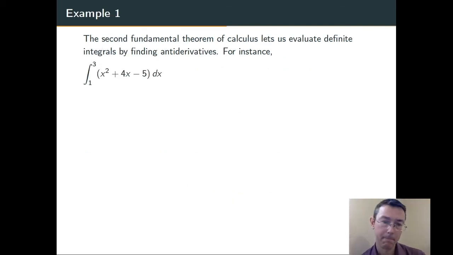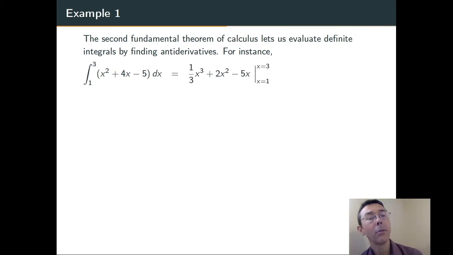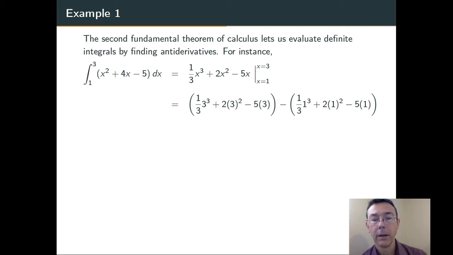So let's do that. Let's look at the integral from 1 to 3, x squared plus 4x minus 5. We're going to evaluate this just by finding an antiderivative of x squared plus 4x minus 5, and then plugging in two values. So here's an antiderivative. That notation with the vertical bar is just saying that we need to plug in 3, then we need to plug in 1, and then we need to subtract, like this. We've plugged in 3, we've plugged in 1. Those are the quantities in the big parentheses. Let's simplify this a little bit. We end up getting 44/3.